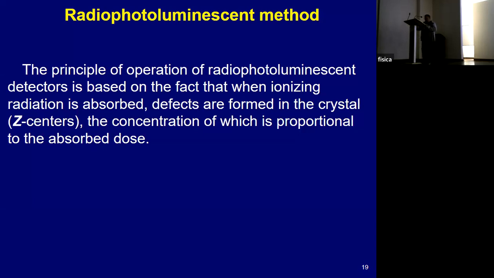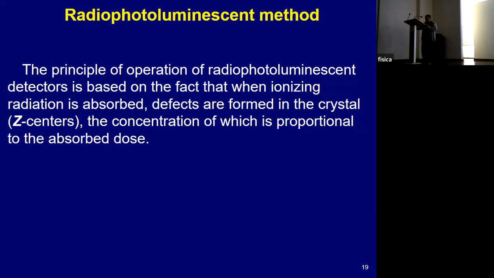The radiophotoluminescence mechanism is determined by the fact that ionizing radiation itself can create defects in the crystals. The same story as previously, but in this case we will use a different spectrum. The principle of operation is written here.